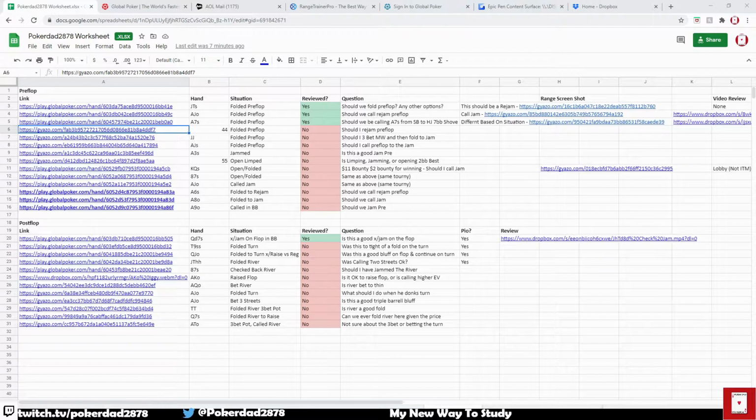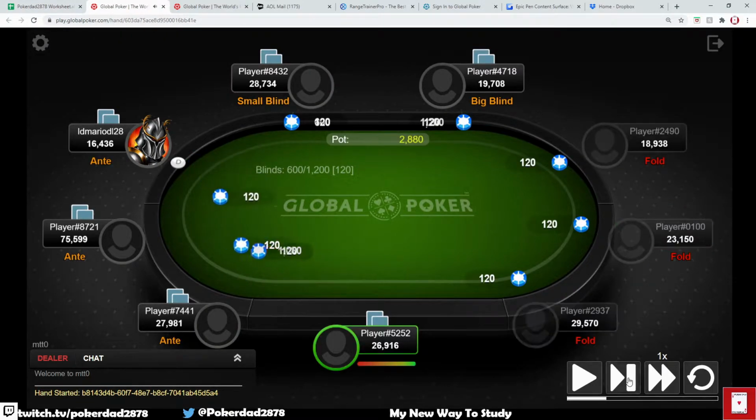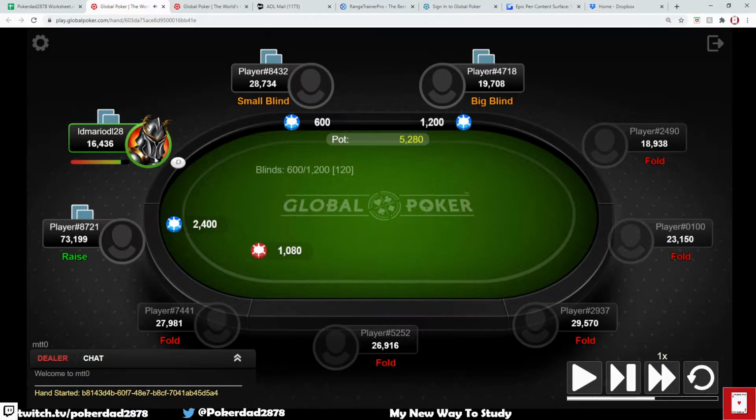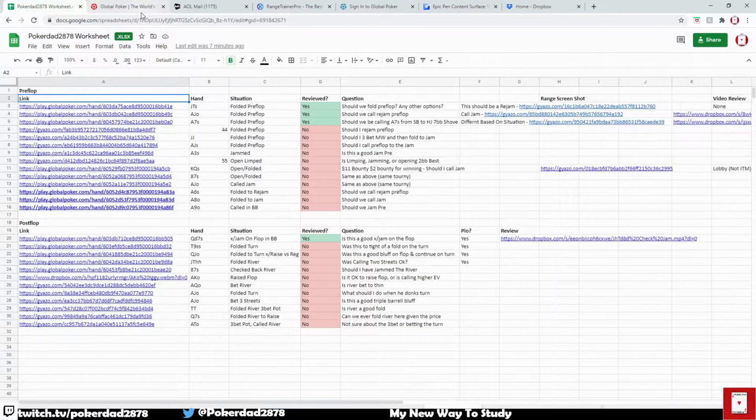I'm going to show you my spreadsheet over here. This is my study spreadsheet that I created, and I broke it up into two parts, pre-flop and post-flop. For example, here, Global Poker. We've got our Global Poker link that we get when we are playing and we want to review a hand. You can grab the link and throw it in the spreadsheet and then replay a hand. Global Poker doesn't actually show the cards in a replayer, so it's always important to write down what you had, especially in case it didn't go to showdown.